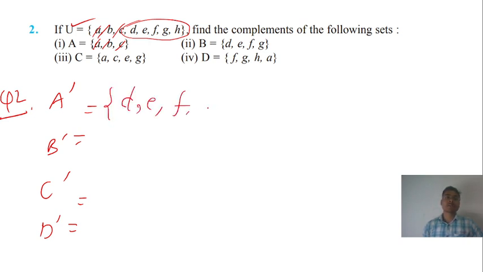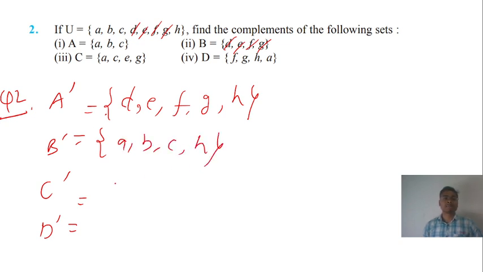D, E, F, G, H. Okay. Coming to the second part, we have to remove D, E, F, G. So what is left here is A, B, C and H. For the third part, we have to remove A, C, E, G. So what is left over here is B, D, F, H.